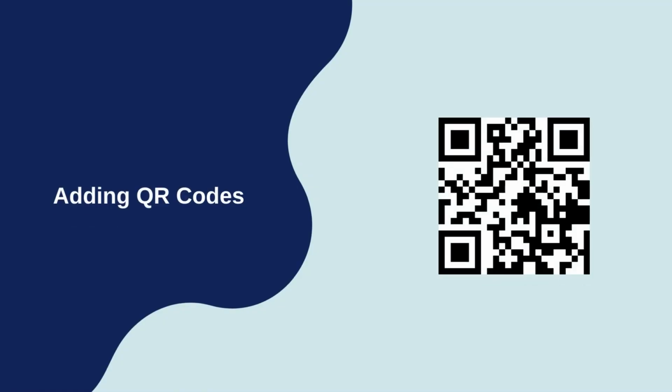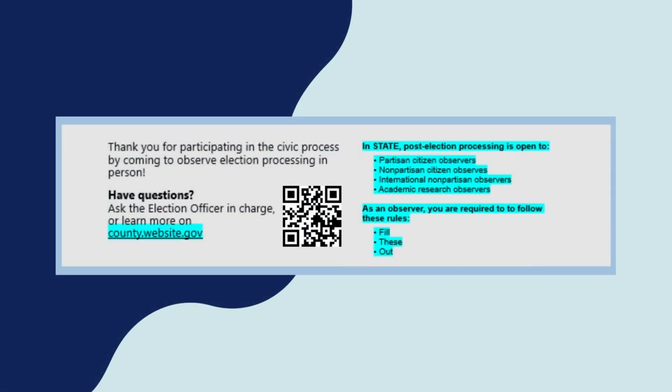Adding QR codes. This toolkit is intended for explaining election processes in simple steps, but some observers or voters may want to know more. You can create a QR code that directs them to a website that provides more information. That way, you can keep your information simple and clear. Adding a QR code is most useful for printed posters and handouts. QR codes are less helpful for online resources such as social media graphics. Consider adding a link in the text of a social media post or website instead of a QR code for online materials.